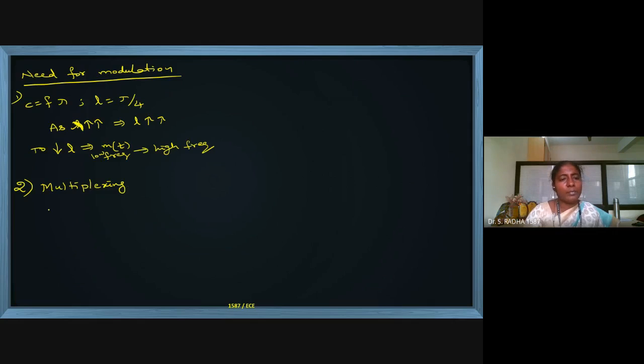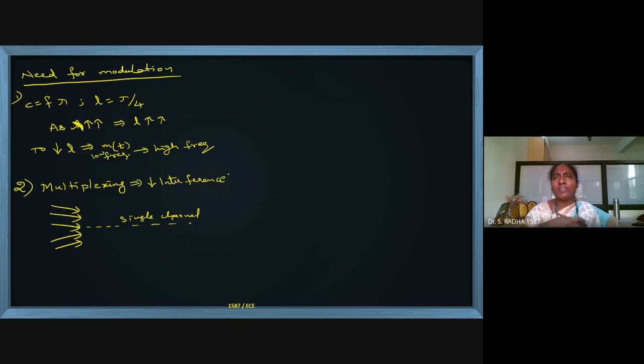So what happens when we combine many signals and transmit them through a single channel? Multiplexing will reduce the interference. If 10 signals are moving here and there randomly without using a single channel, one signal will collide with another and there may be loss of information.